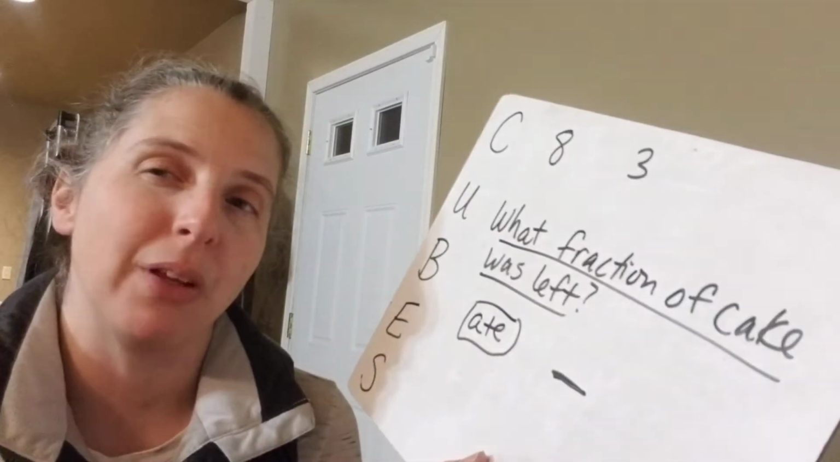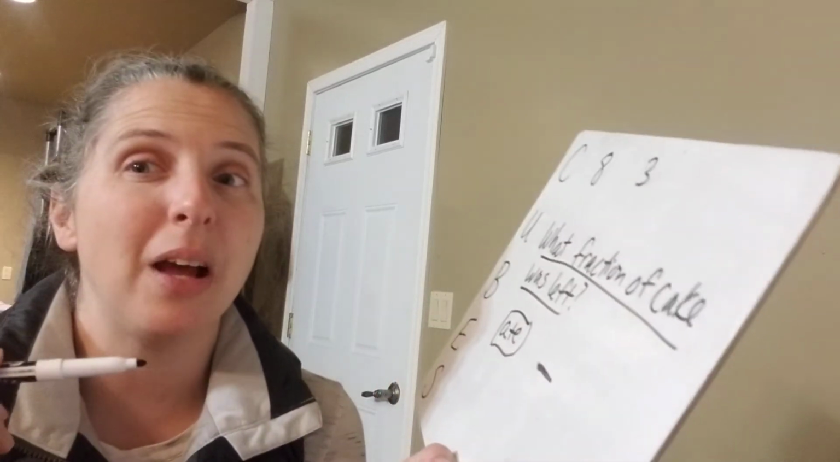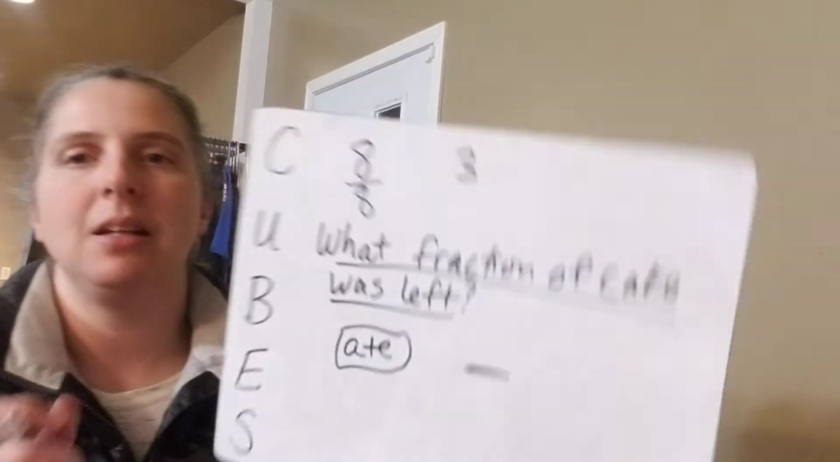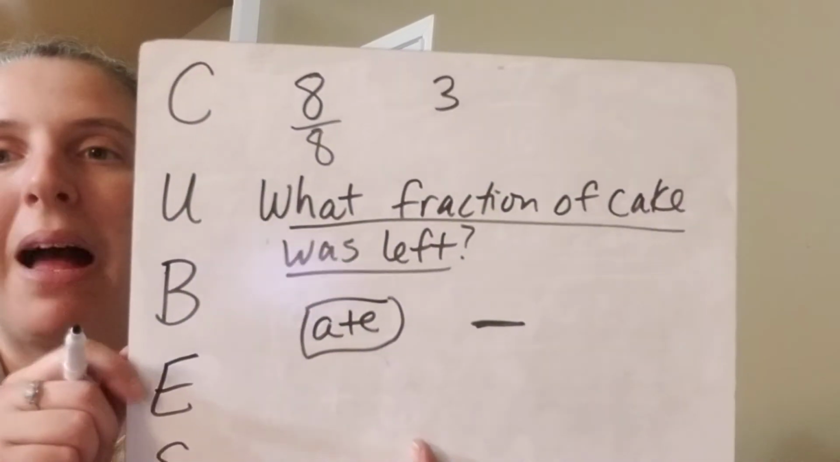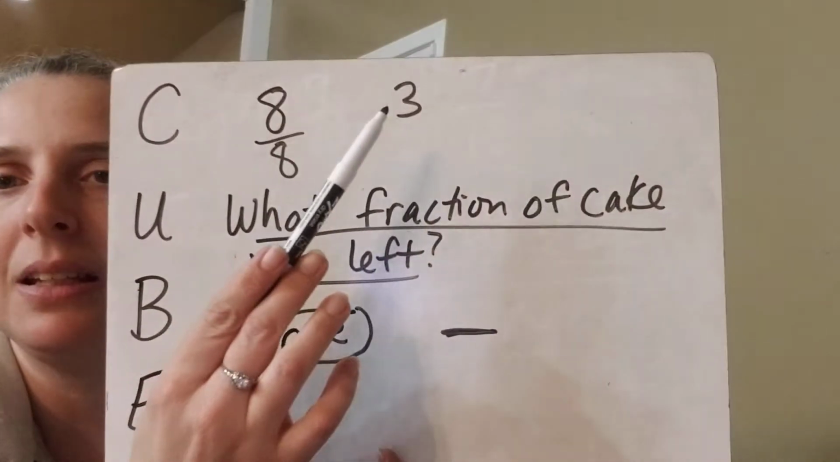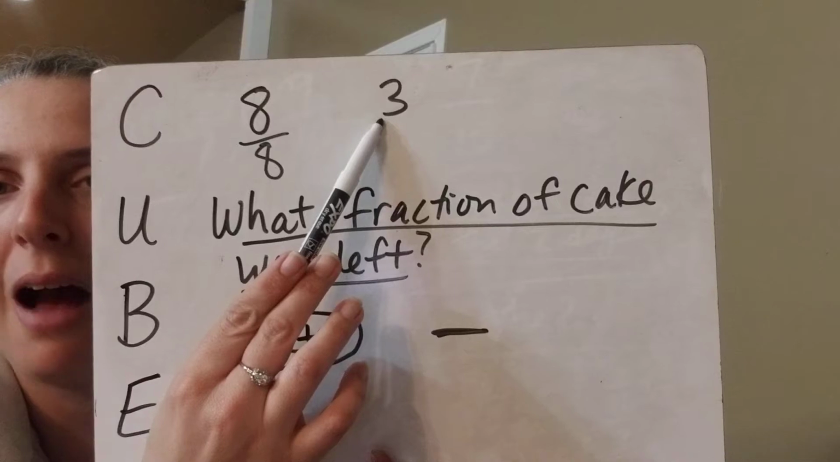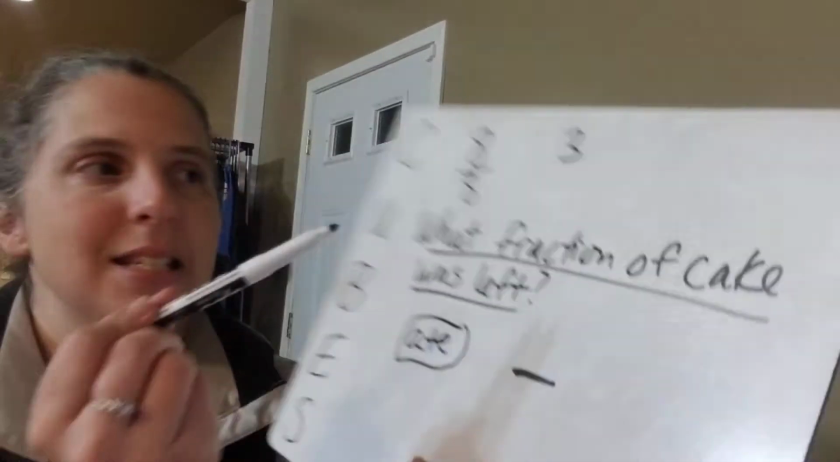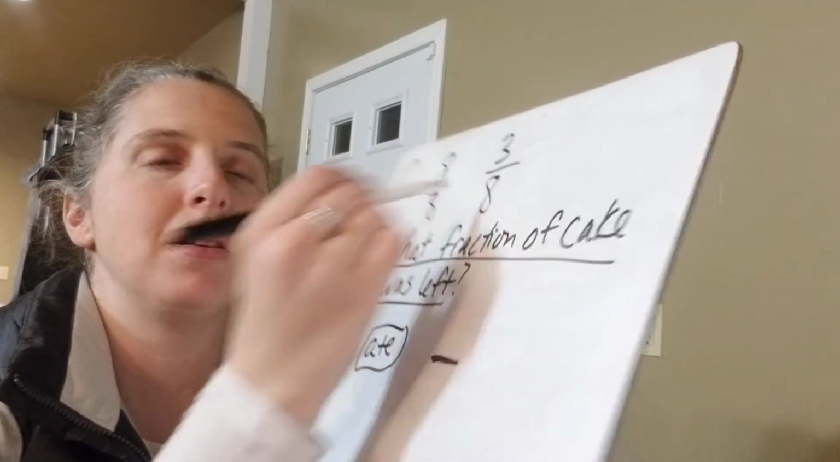So how many pieces were there? 8 out of 8. That's it. They had 1 whole cake. They had 8 pieces. Right? So go back in, write that in somewhere and circle your number. How many pieces did they eat? 3 out of 8. These are now my numbers.